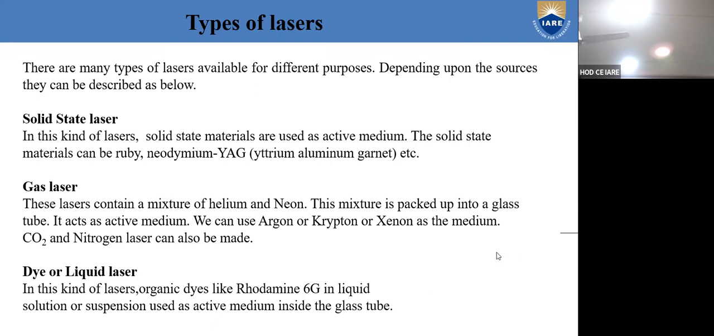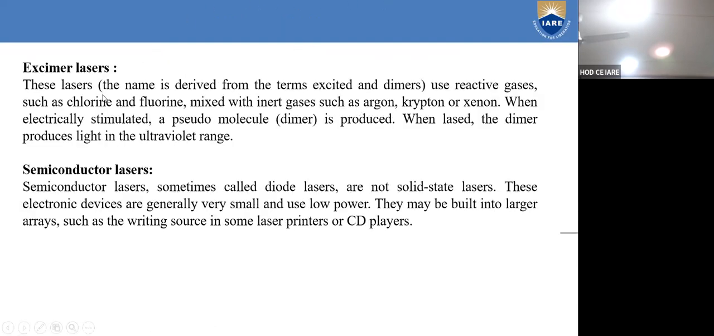Okay, students. So some more I can show you. Just see excimer lasers. Excimer is a combination of two terms: one is excited, another one is dimer. Dimer means you can take it as where you have two atoms in a gas. Suppose you take chlorine, two chlorine atoms come together to form a chlorine molecule. So these are all dimer gases. From those reactive gases, we are able to get laser light also.